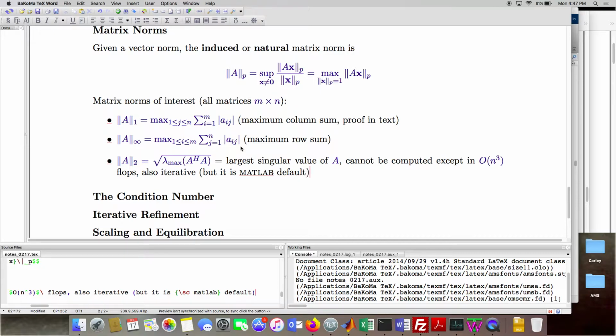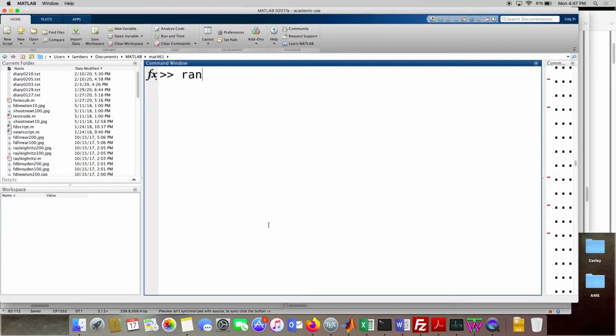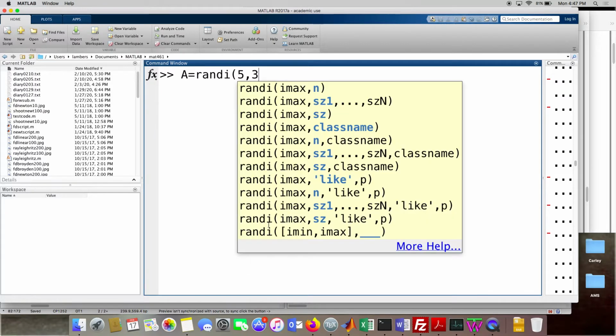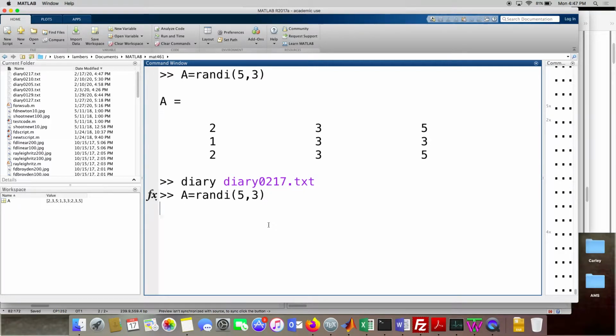However, there is a norm function in MATLAB, so you can do norm of x or norm of A. The default for MATLAB is the 2 norm. I'll make a random matrix of integers. Let's do it again. All right.